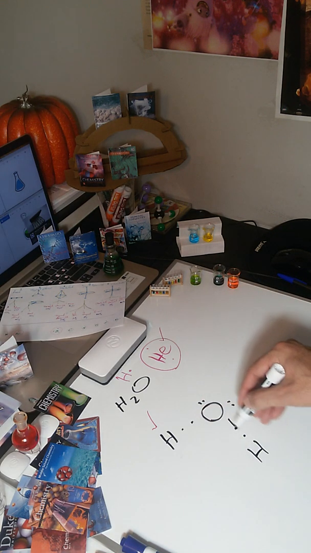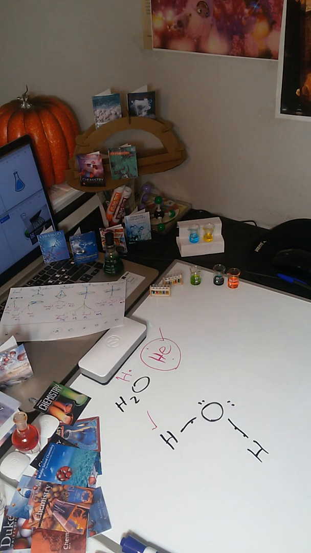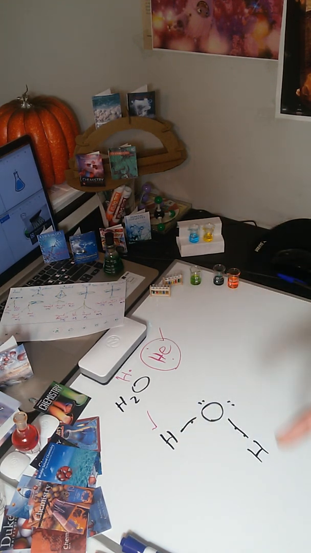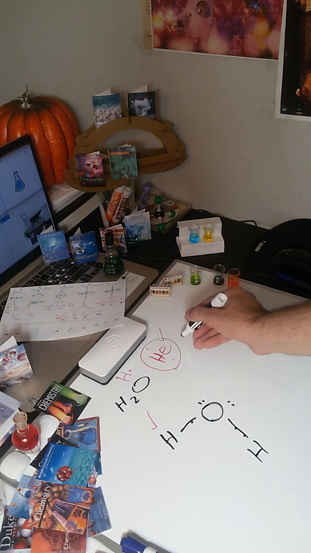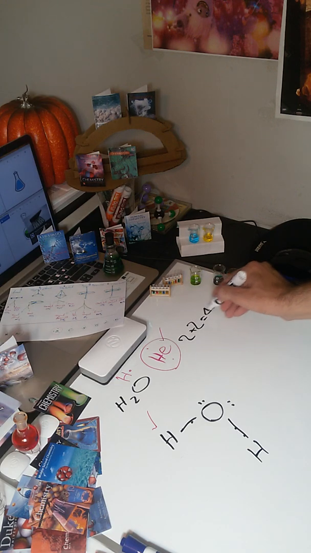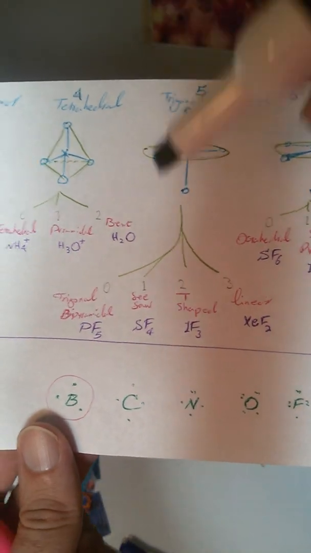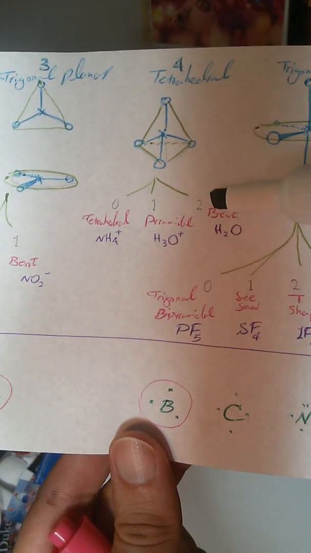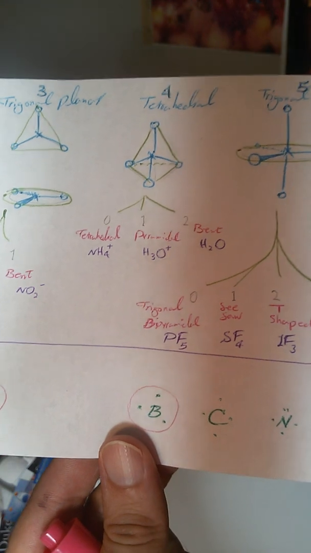And I could connect them with dots. I could connect them with bonds. Each bond represents 2 electrons. These are the covalent bonds that we are talking about. And then if I just count, I have 2 lone pairs and 2 surrounding atoms, making 4. This is our tetrahedral framework. And if you have a tetrahedral framework with 2 lone pairs, it would be a bent shape.